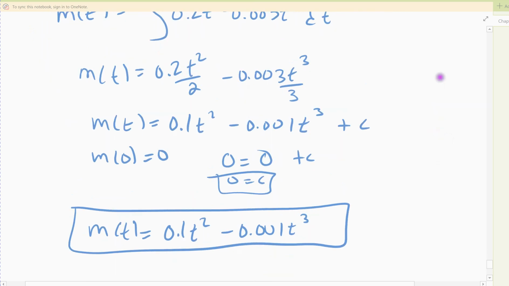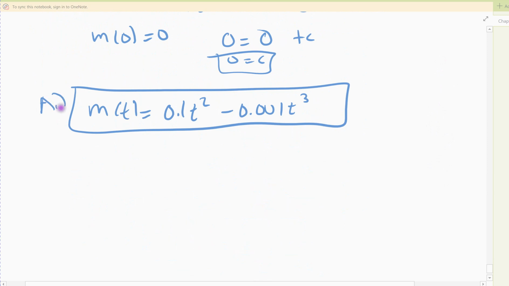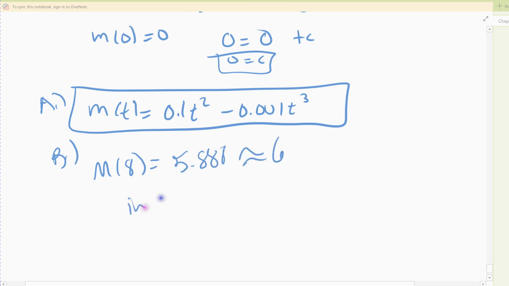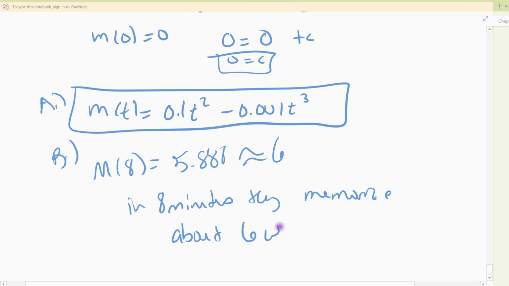So you take 8 and plug it into that new equation. So that's A. B is find m of 8. So again, I'm just plugging 8 in there. It comes out 5.888. I'm going to round to 6. So in 8 minutes, they learn or memorize about, since I did round, 6 words in Spanish.